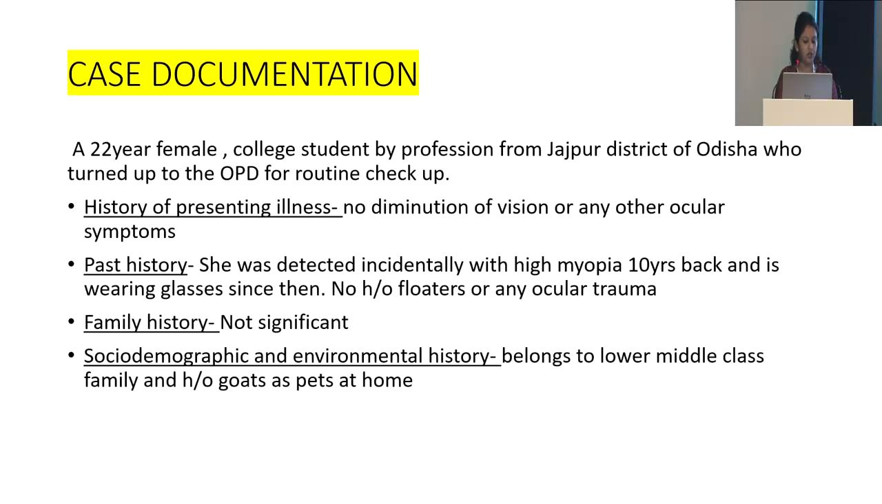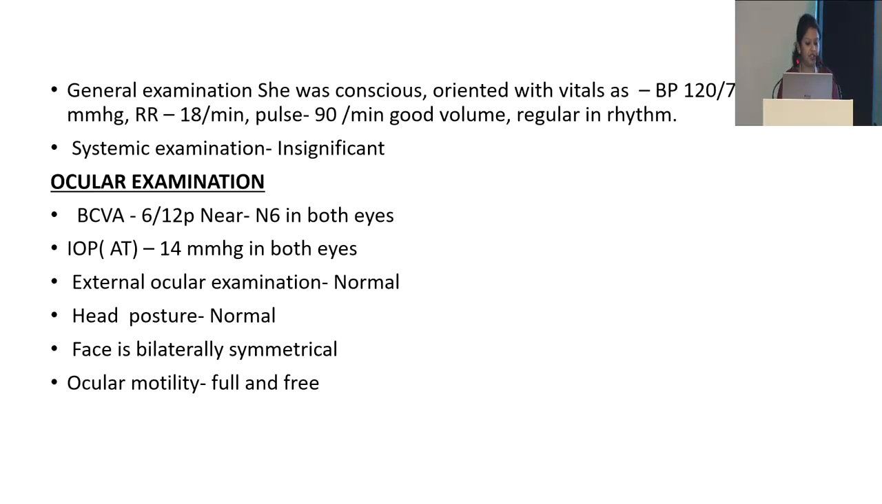There was no recent diminution of vision or any other ocular symptoms. She was detected incidentally with high myopia 10 years back when she was in standard 8 and is wearing glasses since then. There is no history of floaters or any ocular trauma. Family history was insignificant. Upon further questioning, there was a history of goats as pets in the home. General and systemic examination was completely within normal limits.